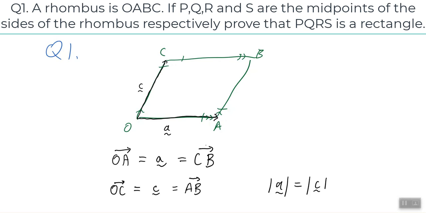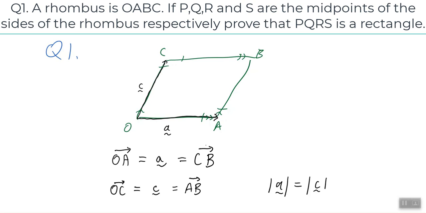Then you have to think about what properties do I know about this shape? I know it's a rhombus, they have equal sides, so all of the sides' magnitudes are equal. Because we're doing vectors, you have to think about the magnitude, the length of the sides.